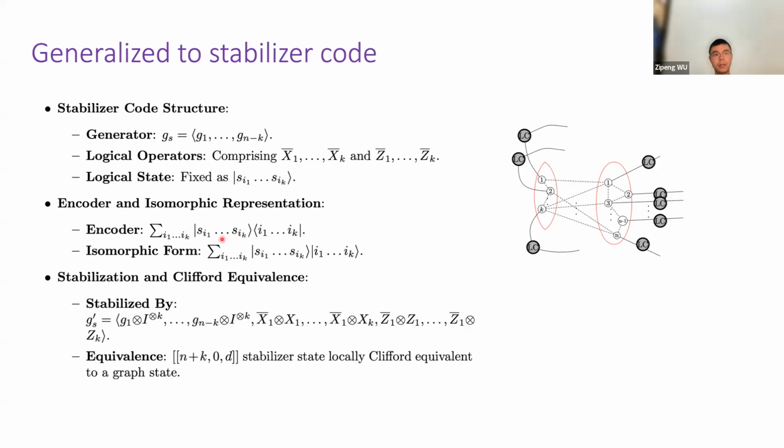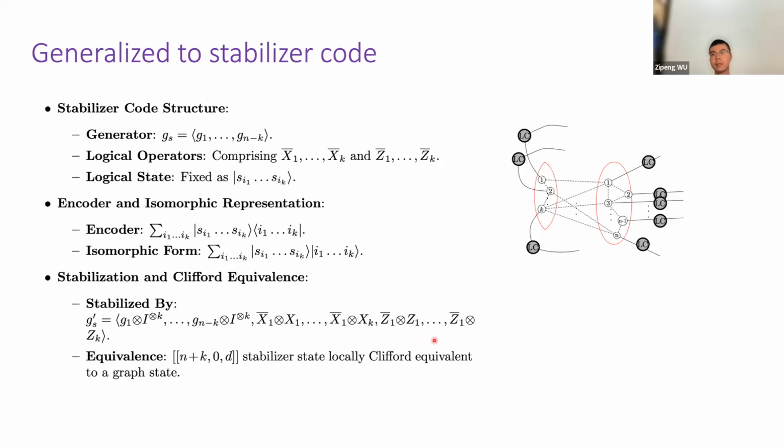And from the channel-state duality, this linear operator is isomorphic to a quantum state. And this quantum state is actually an n plus k qubit stabilizer state. The stabilizer generator is written like this. Basically, it is the original generator tensored with the identity on the last k qubits, and the logical operators tensored with the Pauli X operators on the original qubits, and the Pauli Z and the original Z. There will be n minus k plus k plus k generators.